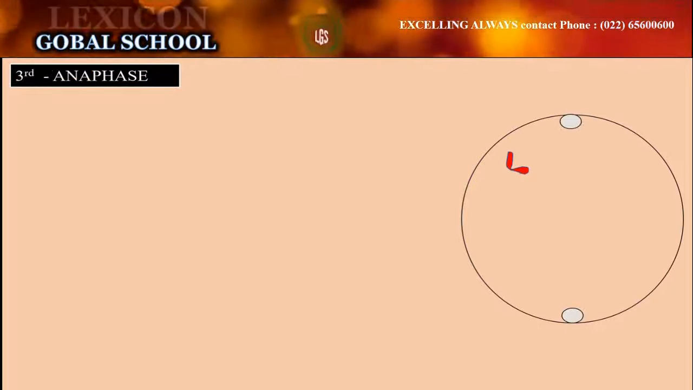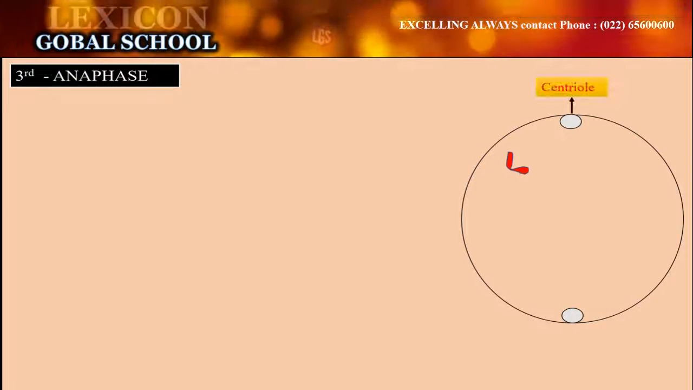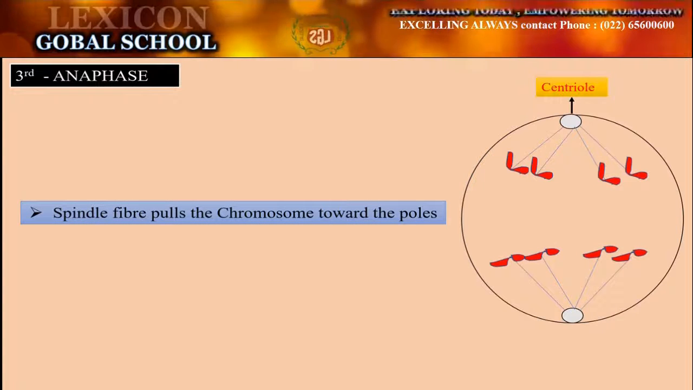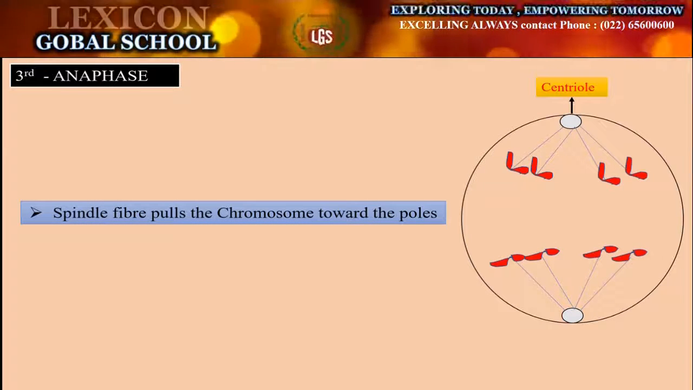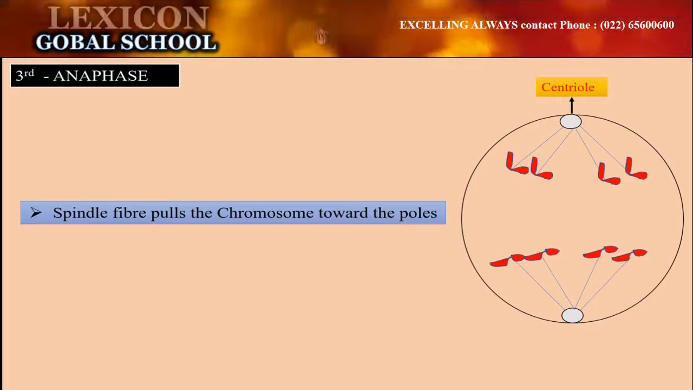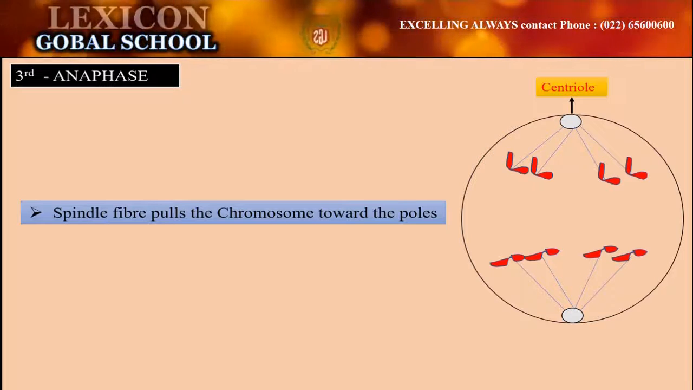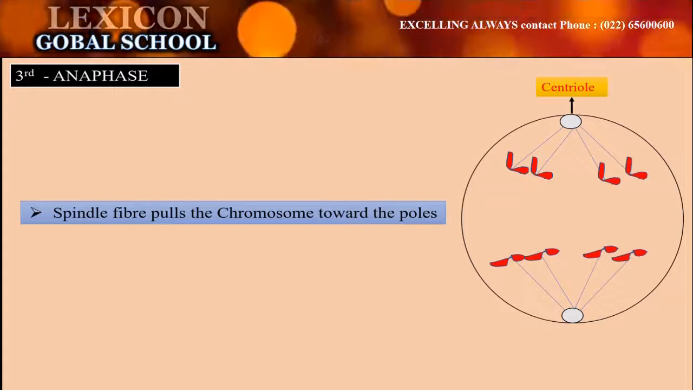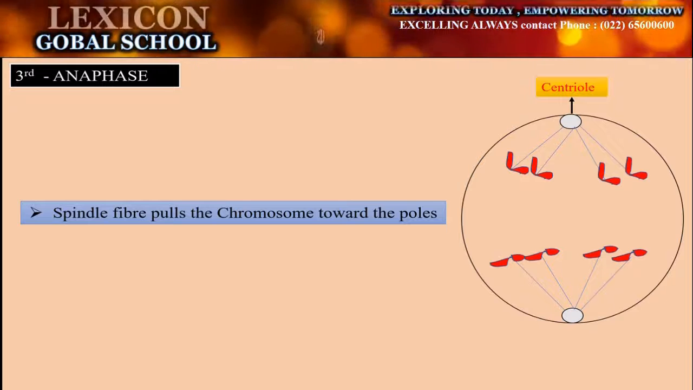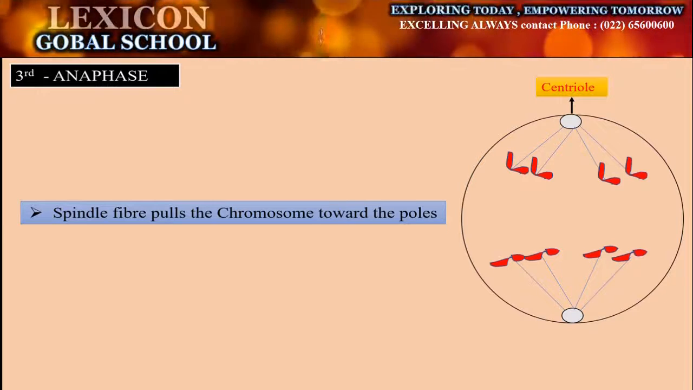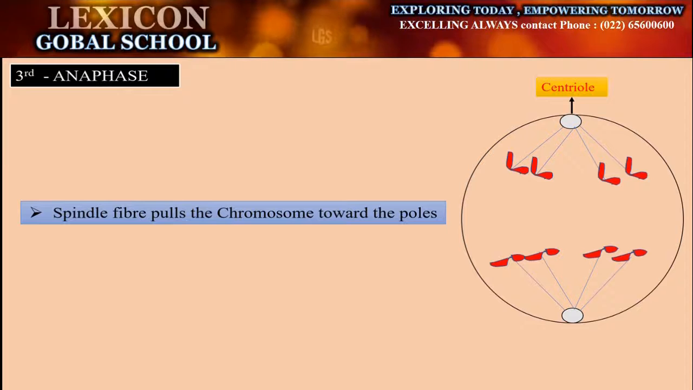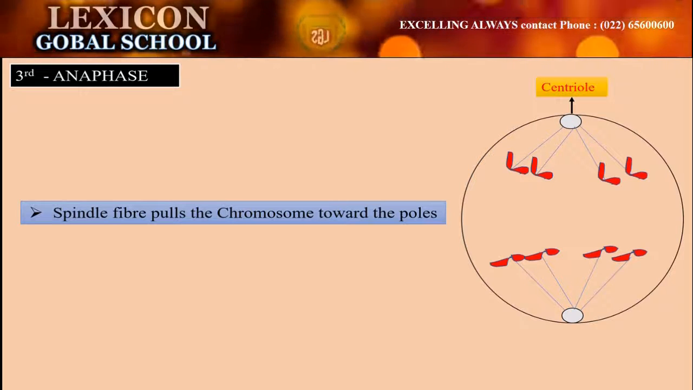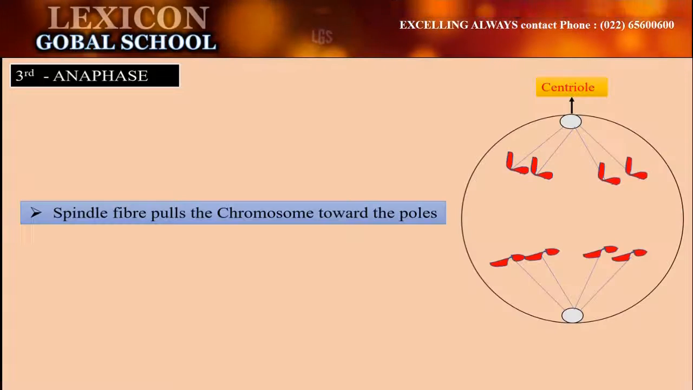And in anaphase, the centrioles and spindle-shaped fibers pull. What do they pull? They pull the chromosomes towards each other, right? So the chromosomes break from the centromere, and when they break from the centromere, they get separated and go near the two poles.